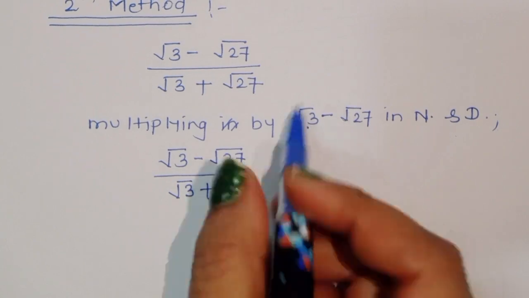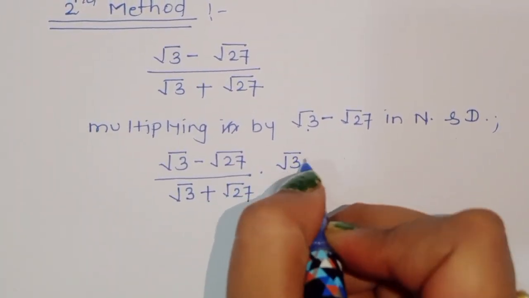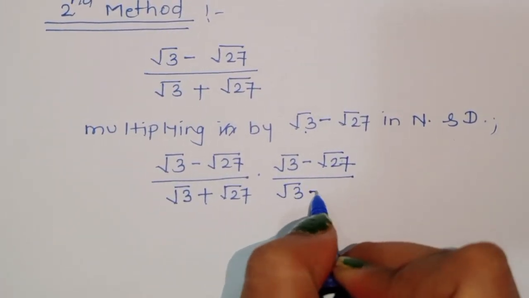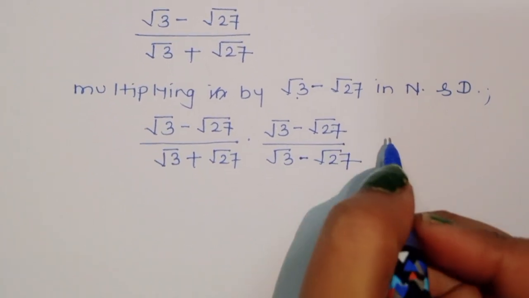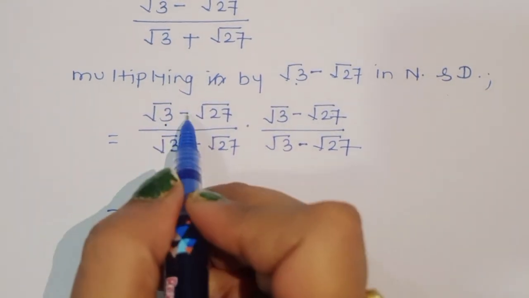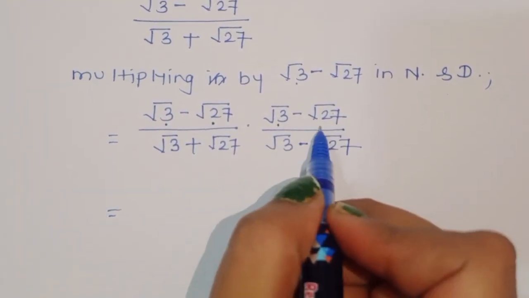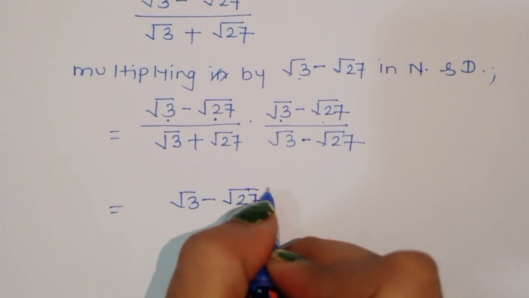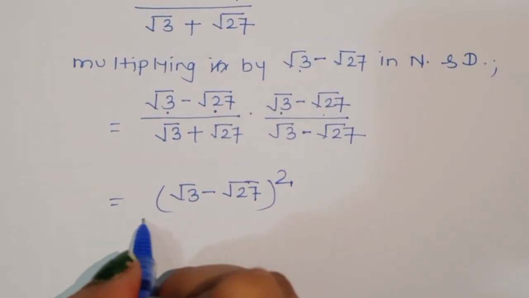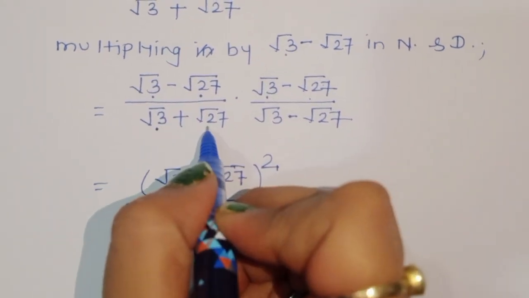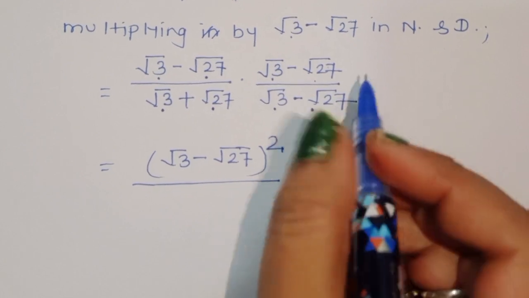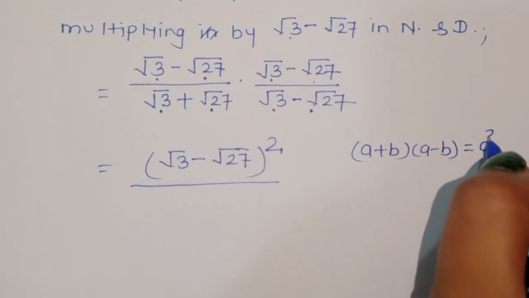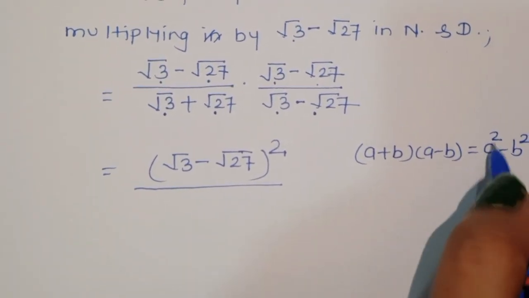Now we are multiplying with (√3 − √27) in numerator and denominator. So we get (√3 − √27) times (√3 − √27), which we can write as (√3 − √27) squared, divided by (√3 + √27) times (√3 − √27). This is the formula (a + b)(a − b) equals a squared minus b squared, so we can write a squared minus b squared.